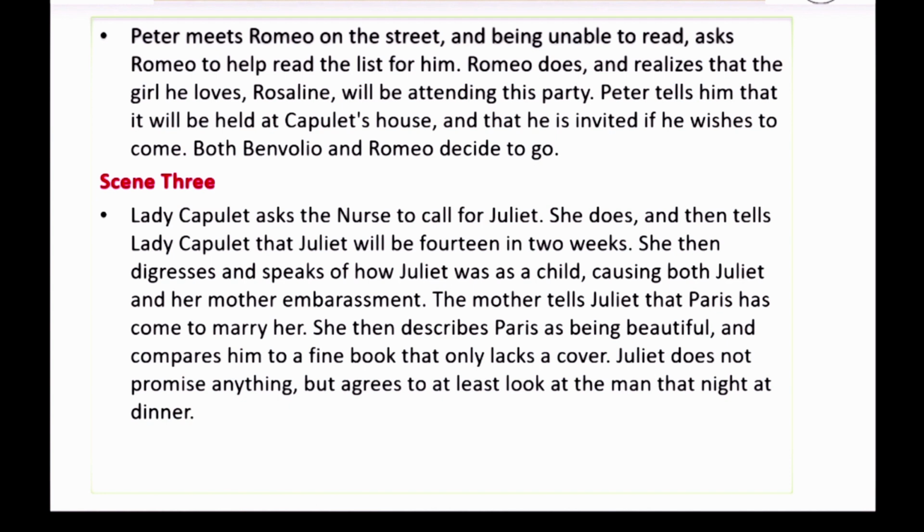Then in scene 3, Lady Capulet asks the nurse to call for Juliet. She does and then tells Lady Capulet that Juliet will be 14 in 2 weeks. She then digresses and speaks of how Juliet was as a child, causing both Juliet and her mother embarrassment.